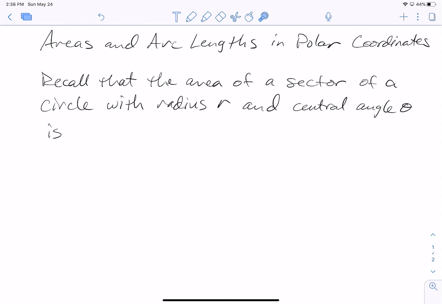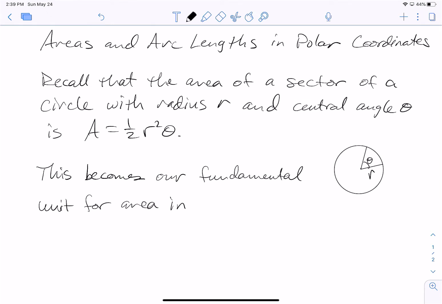In order to develop an integral formula for area in polar coordinates, let's remind ourselves what we know from trigonometry about the sector of a circle. For a circle with radius r and a sector with central angle theta, the area is equal to 1/2 r squared theta. This becomes our fundamental unit for area in polar coordinates.